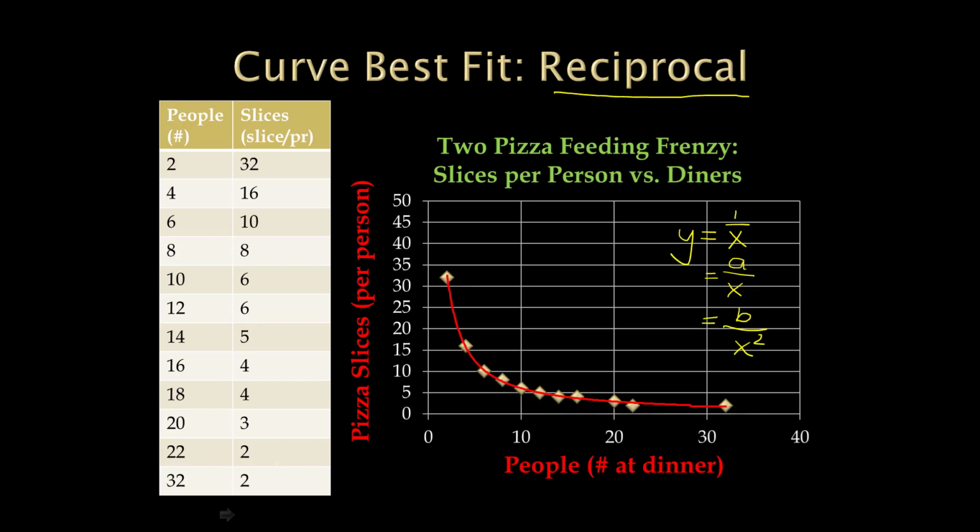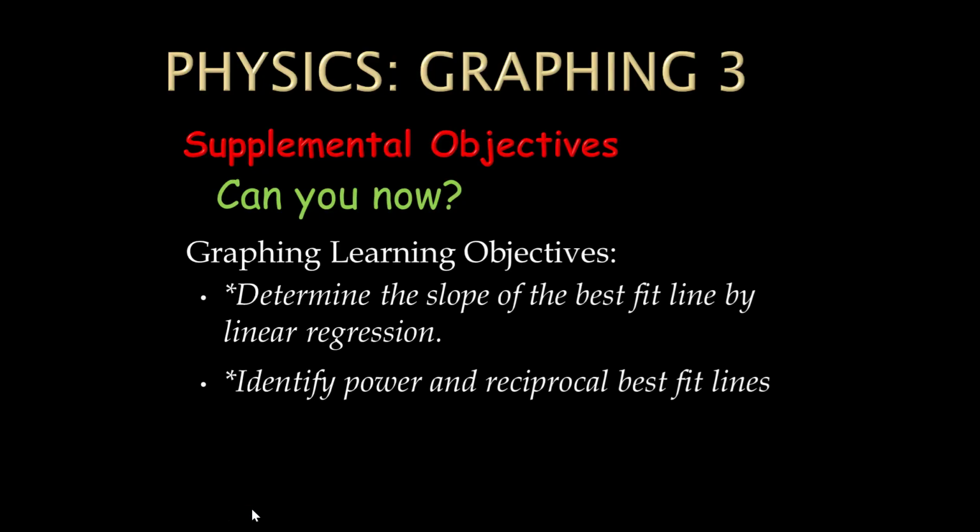This covers those advanced topics. Let's do a quick check with our supplemental topics in graphing. Can you now determine the slope of a best fit line by linear regression? And can you identify power and reciprocal best fit lines? We're not looking to find out, can you calculate that value, but can you identify that it's either a power function or perhaps a reciprocal function? All right, that's it for now.